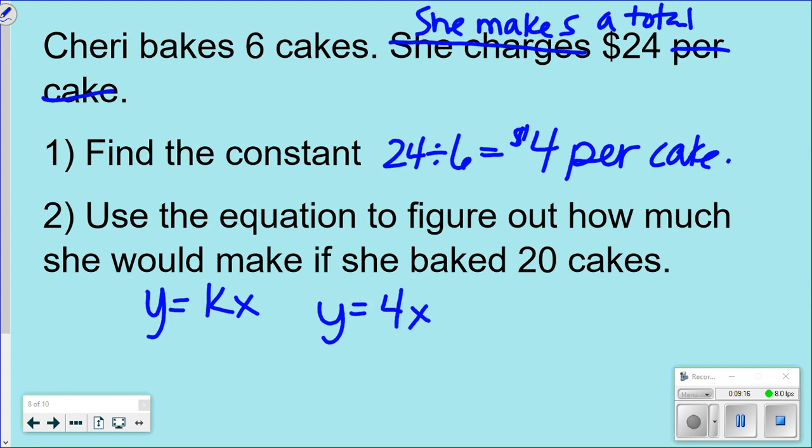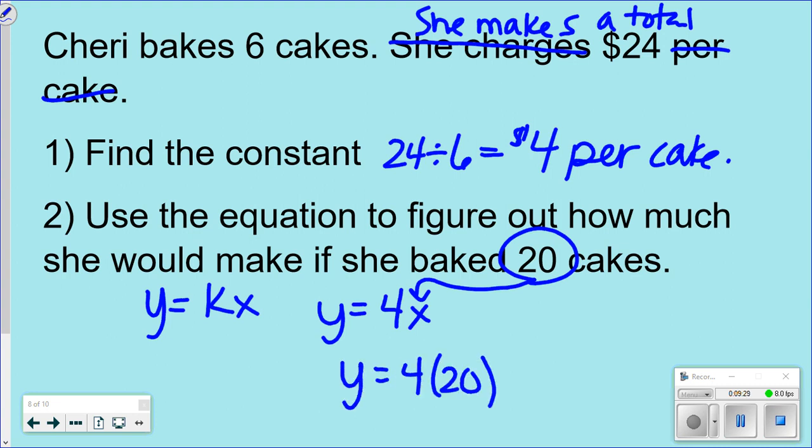Okay, that's my equation. Now, how would I know how much she's going to make if she made 20 cakes? Well, I'm going to take my 20 and multiply by 4, because she makes $4 for every cake, so this is what it looked like. I think that's cheap. $4 for a cake, that's a really cheap cake. She's going to make $80 if she makes 20 cakes. So finding the thing that's consistent is so important. Remember, the thing that's consistent is also called the constant of proportionality.